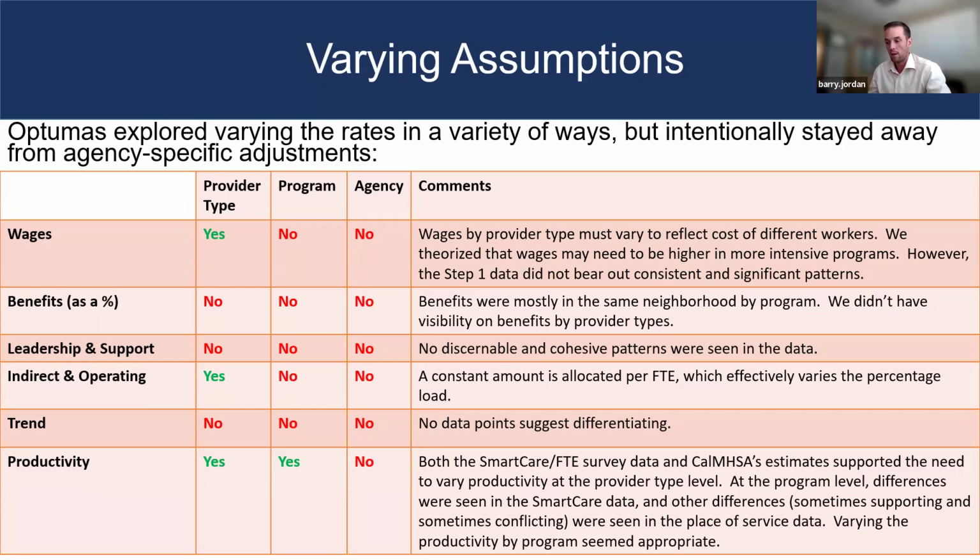Trend does also not vary. It's consistent across all, and we didn't have data points suggesting any differentiation there. So that is consistent across provider and program type. And productivity is varied both at the provider and the program level. So when we looked at the SmartCare and FTE survey data and also CalMesa's estimates, they supported the need to vary it by the provider type level. And at the program level, differences were seen within the SmartCare data, and differences were seen in the place of service data as well. So varying the productivity by program also seemed appropriate.